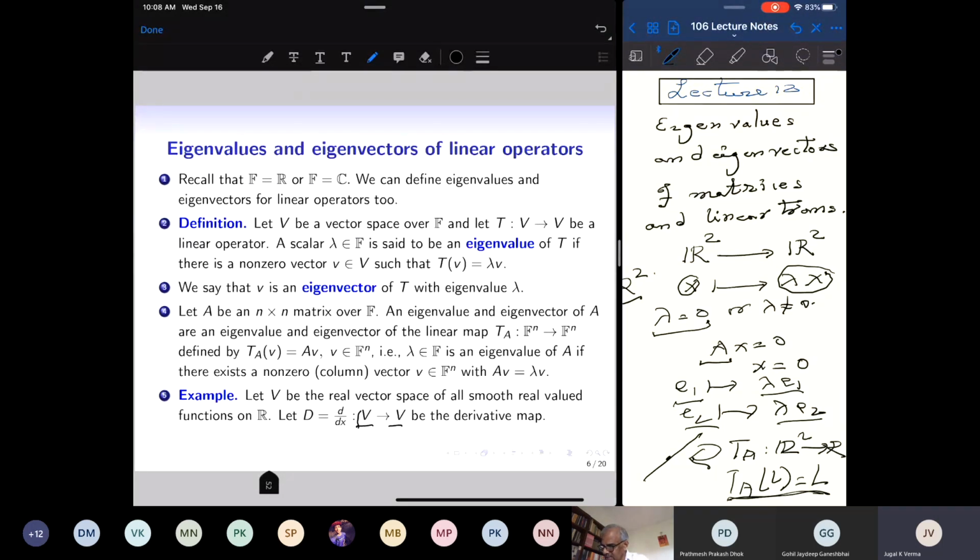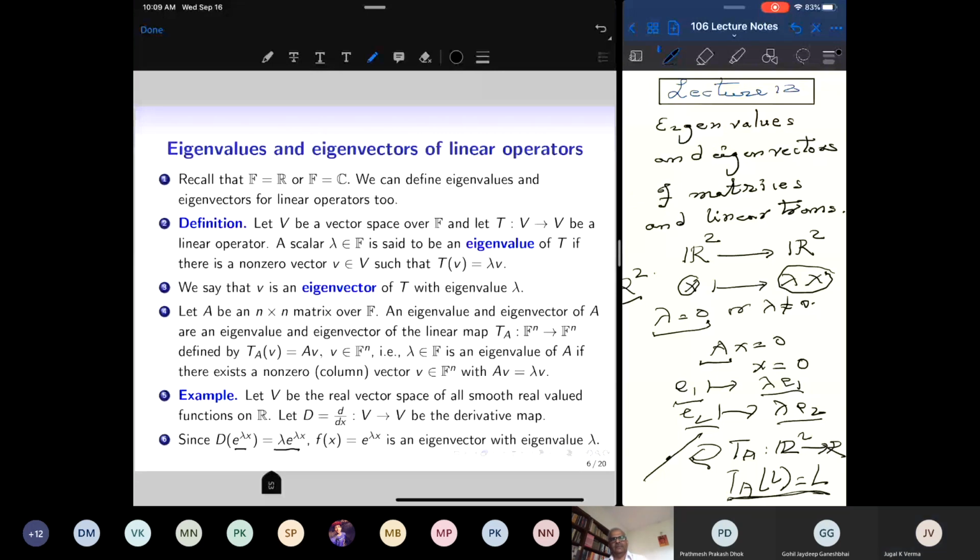So we start with this vector space of smooth functions and we end in the same vector space of smooth functions. In order to define eigenvectors and eigenvalues, we must have a linear operator. The derivative is a linear transformation. But you see, we know that the derivative of e to the power lambda x is lambda times e to the power lambda x. So lambda is an eigenvalue and e to the power lambda x is an eigenvector.